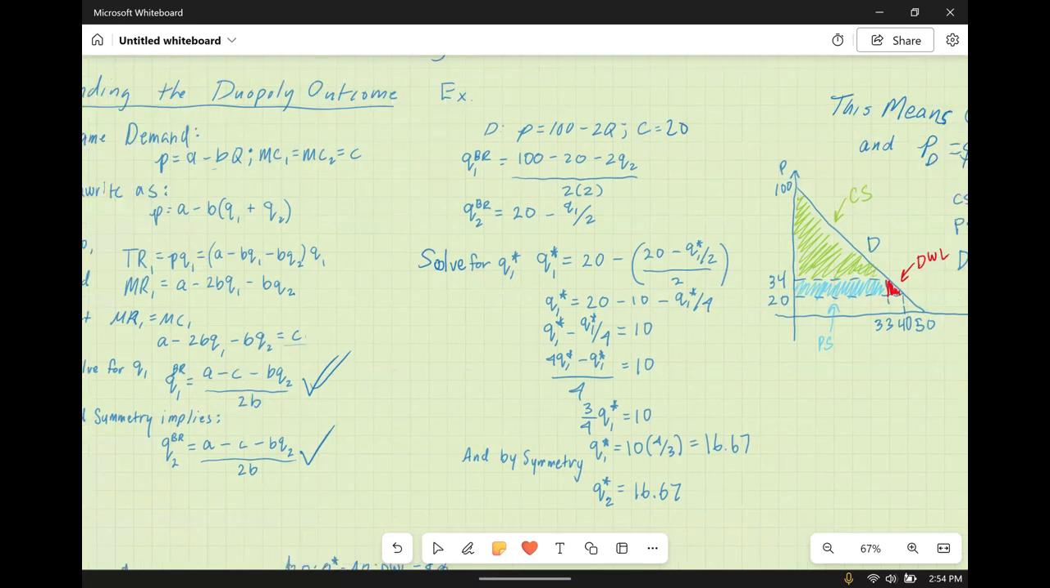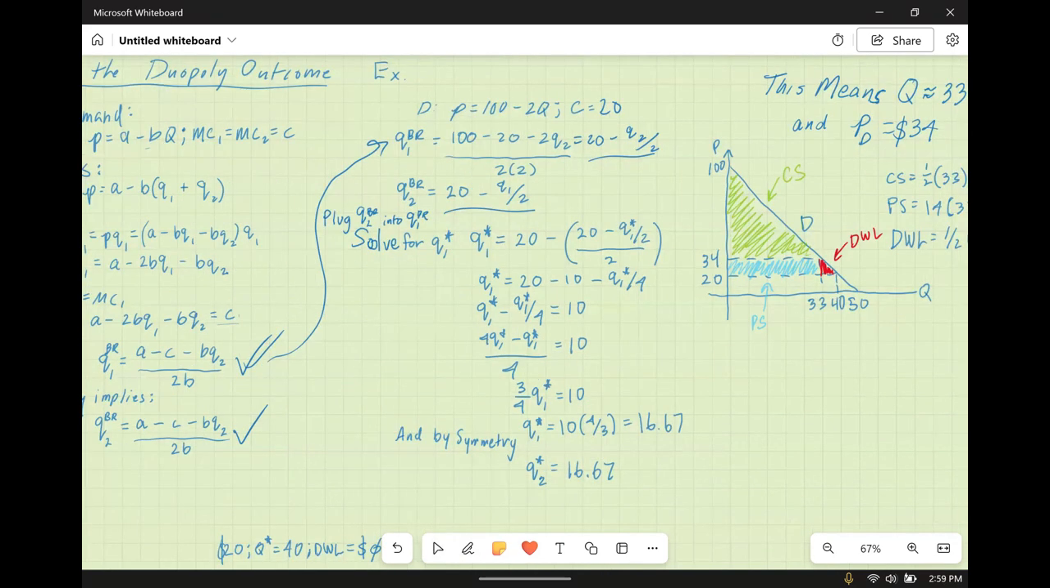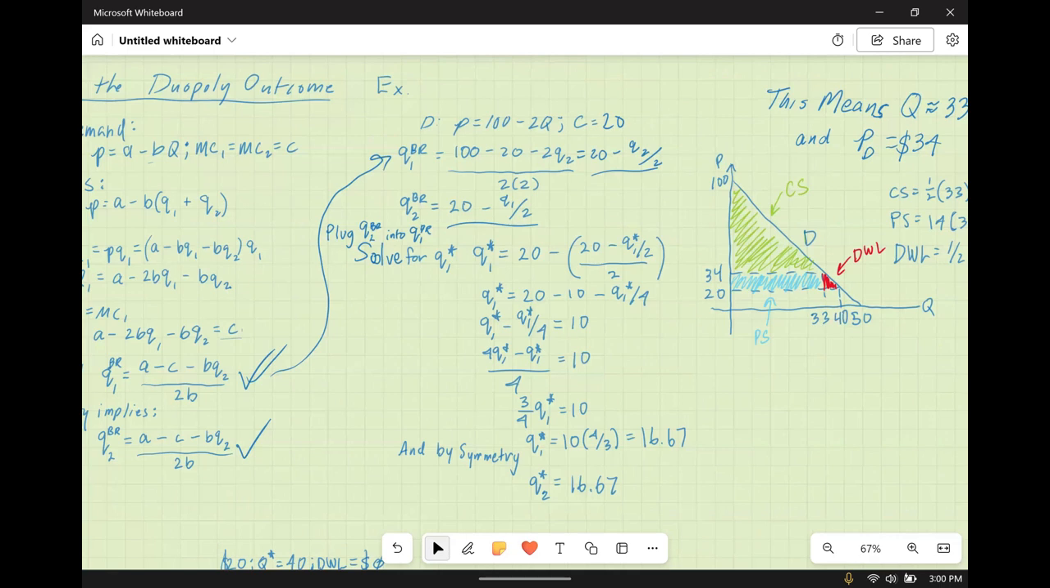So that's what we do here. We just take those best response functions and plug in the values: 100 for A, 20 for C, and 2 for B. We do a little math, and what we get is the best response function for firm one and for firm two, which are going to be the same. I think I erased the best response function for firm one, so let me go ahead and write that. So again, we simply plug in the values to get these two very simple best response functions: 20 minus Q2 over 2 for firm one and 20 minus Q1 over 2 for firm two.